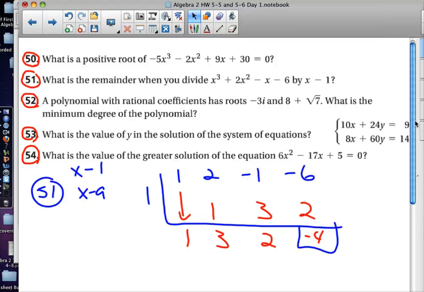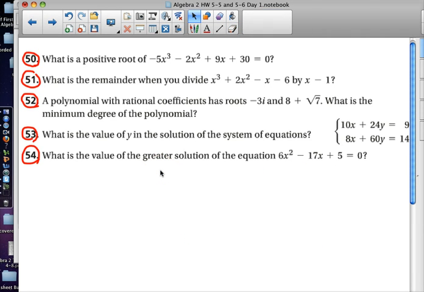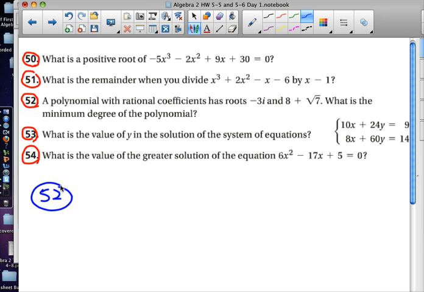Then, number 52 says a polynomial with rational coefficients has roots of -3i and 8 plus the square root of 7. What is the minimum degree of the polynomial? Well, this is something I mentioned to you earlier in the chapter, and that is that imaginaries always occur as pairs. So if -3i is one of the zeros, then a positive 3i is also one of the zeros.